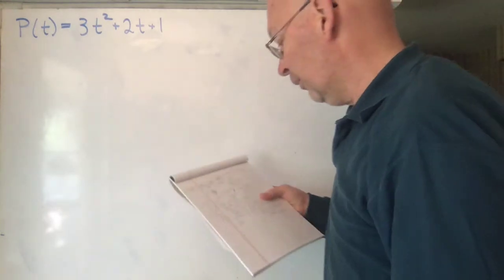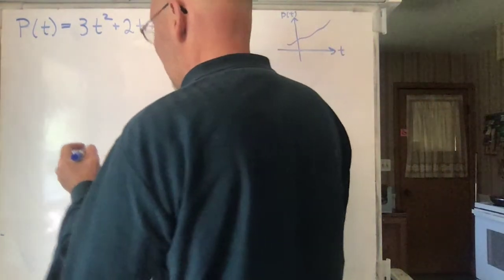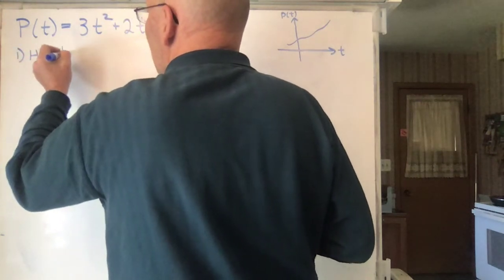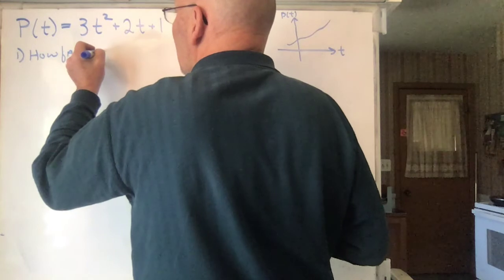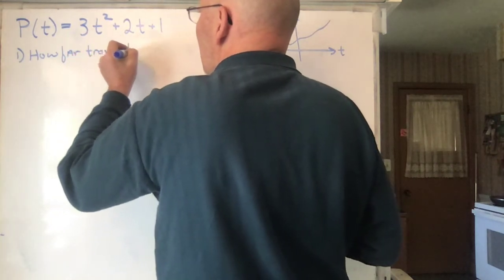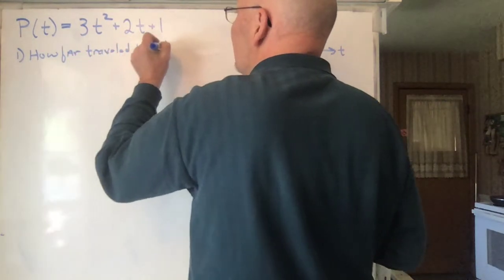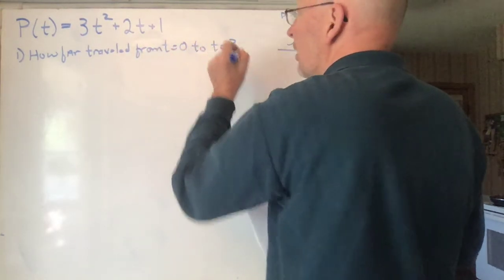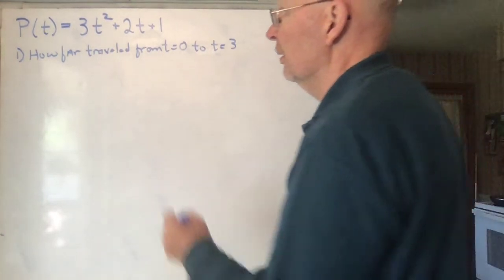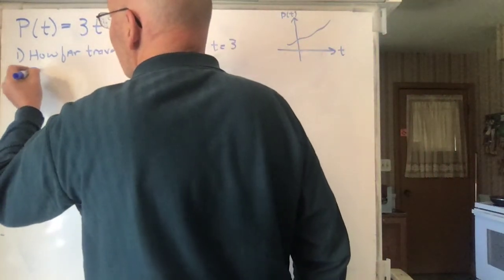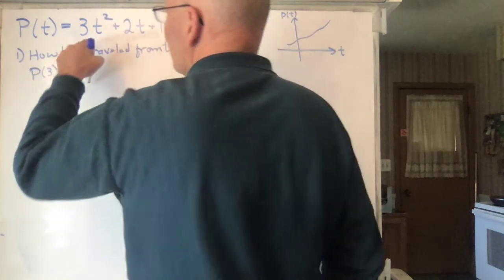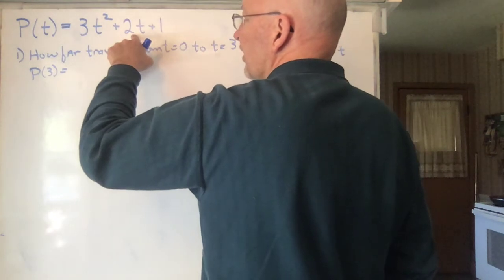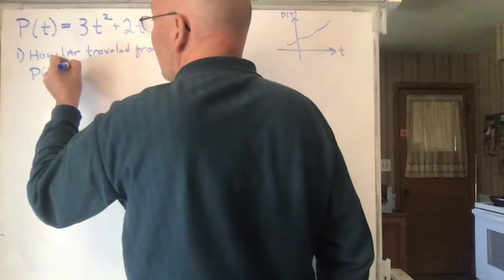So here's the question I want you to ask. How far did you travel from t equals 0 to t equals 3? Well, we just take p of 3. P of 3 is equal to what? 9 times 3 is 27. 27 plus 6 is 33. 33 plus 1 is 34.